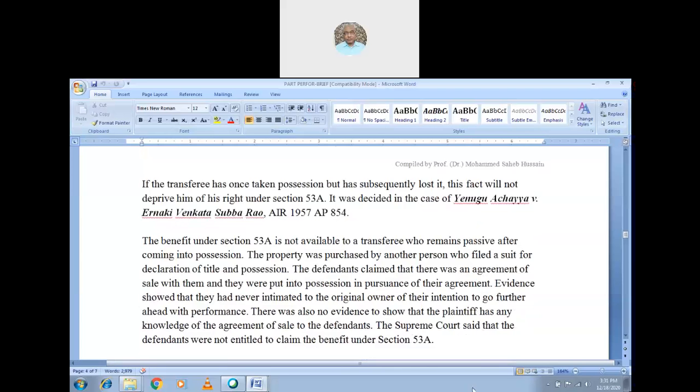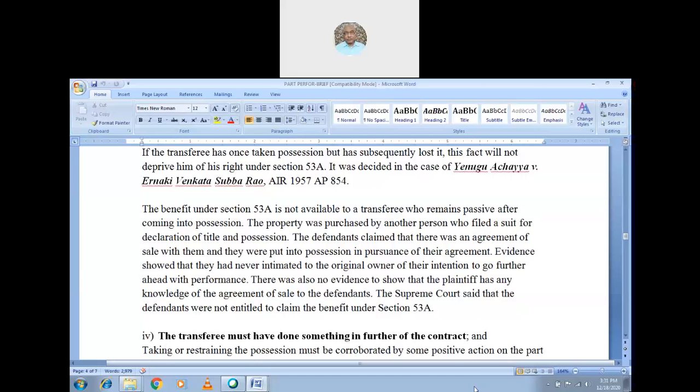So it was decided, as I told you, in Yenugu Acharya versus Ernaki Venkata Subbarao, AIR 1956-57, AP 854: the benefit under section 53A is not available to a transferee who remains passive after coming into possession. Again I repeat, the benefit under section 53A is not available to a transferee who remains passive after coming into possession. Suppose the property came into his possession, but he did not do anything to the property. Neither did he plant any plants, nor clean it, nor make any changes. Just passively he took possession of it.